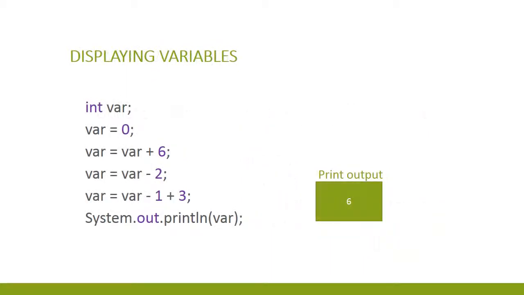Displaying variables. Var is the variable, declare the variable var, with value 0 plus 6 subtract 2 and plus 3. System.out.println variable var. This code prints outputs number 6.